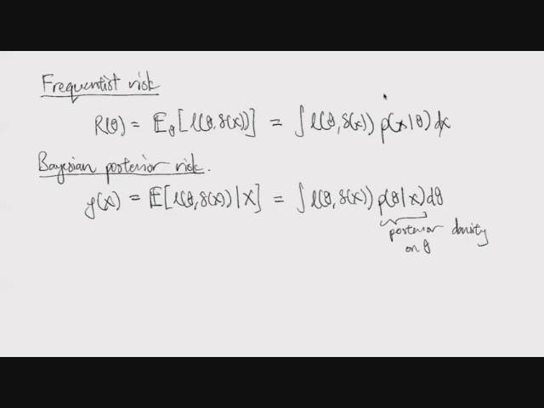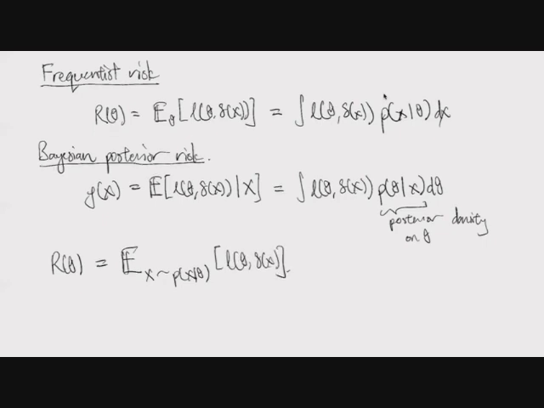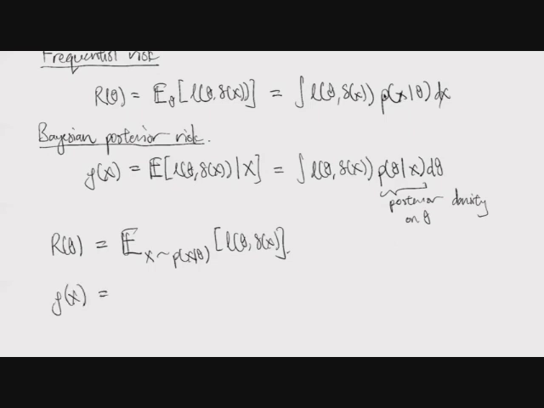Another way of writing these two expectations is as follows. Sometimes we may write the risk of theta as an expectation. Here theta is fixed, so X is what's random, and X is going to vary according to this density. And for the Bayesian posterior risk, again, it's an expectation. The randomness is in theta, and theta is going to vary according to the posterior. I would argue that these two notations for the expectation are a bit clearer than the other definitions that we saw above.